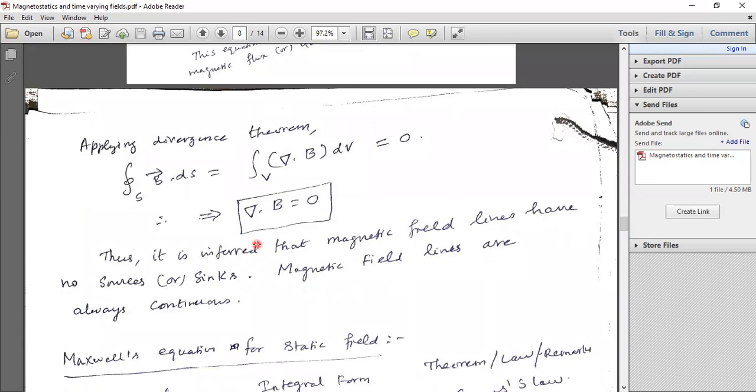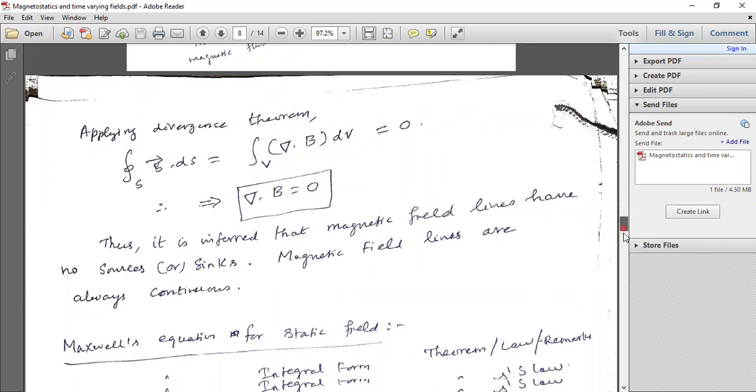It is inferred that magnetic field lines have no sources or sinks because they are closed loops. Magnetic field lines don't have a definite origin or a definite end. They have no sources or sinks. Magnetic field lines are always continuous. That is why del dot B equal to 0. This is one important thing.